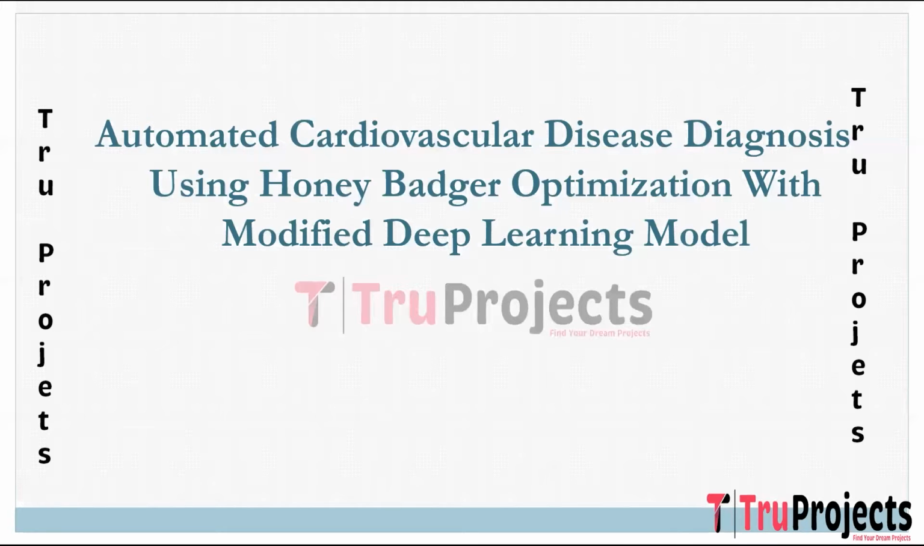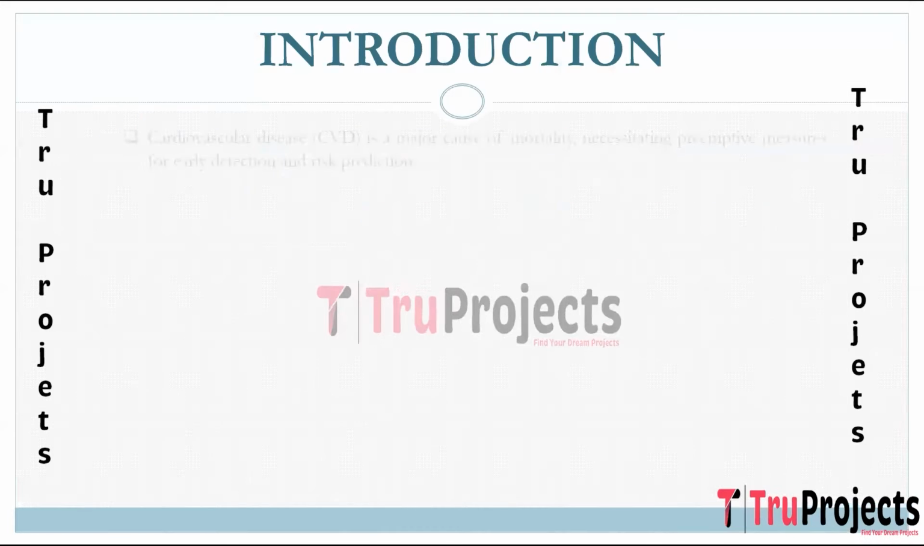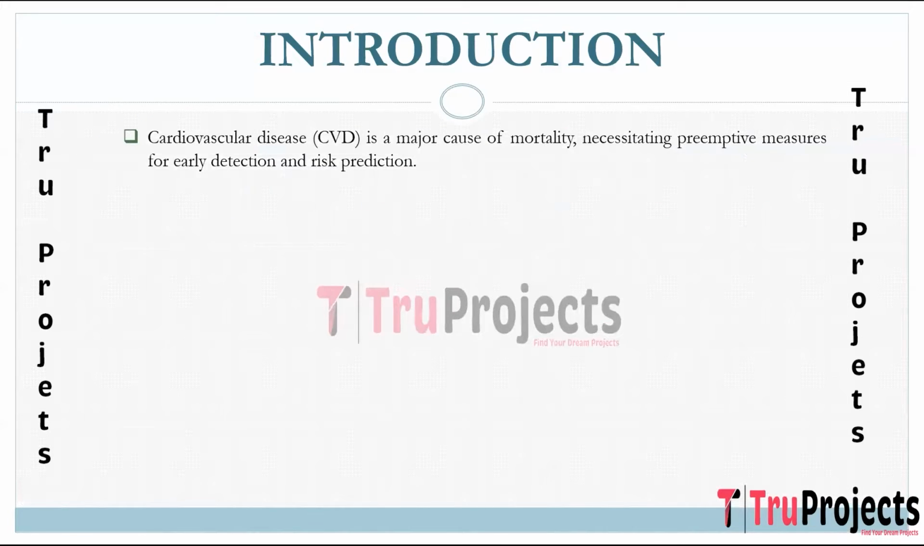Projects. In this video, we are going to explain the project, which is automated cardiovascular disease diagnosis using honey badger optimization with modified deep learning model. Introduction of the project. Cardiovascular disease stands as a leading cause of mortality, emphasizing the critical need for early diagnosis and risk prediction. The project addresses the significant loss of human lives due to the delayed CVD detection, highlighting the importance of preemptive strategies to mitigate this health crisis.